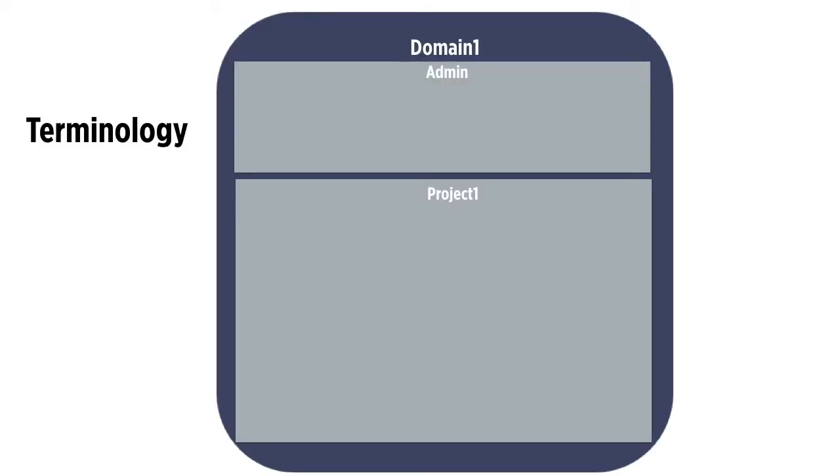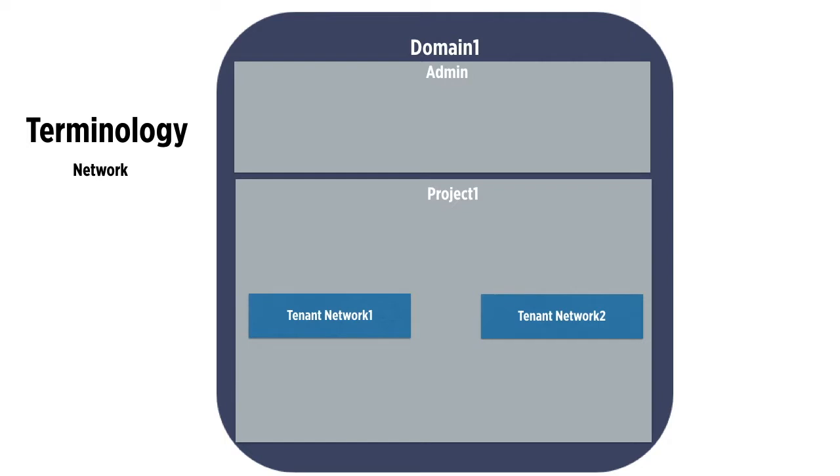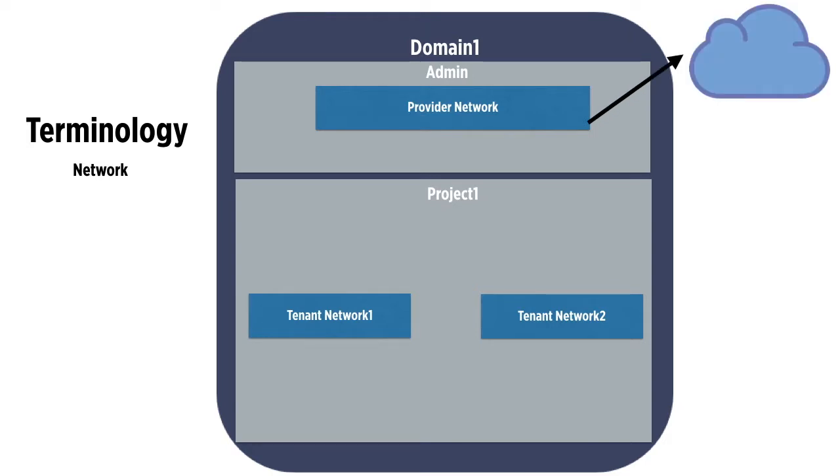Let's take a look at some common Neutron terminology. A network is analogous to a logical slice of the physical network. A tenant network represents its own Layer 2 broadcast domain and provides access to internal virtual resources. A provider network provides access to resources that live entirely outside the OpenStack environment, like the internet.